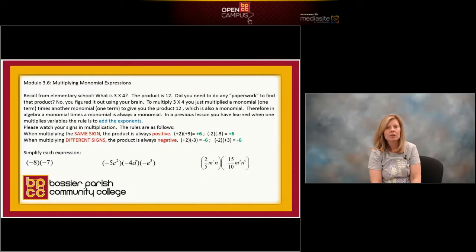Okay, now that we've talked about how to work with exponents and how to do the power rule and the product rule with exponents for variables, now we're going to get into the true multiplication of algebra. And we're going to talk about now multiplying a monomial times a monomial. Remember, what does the word monomial mean? It means one term, one piece.